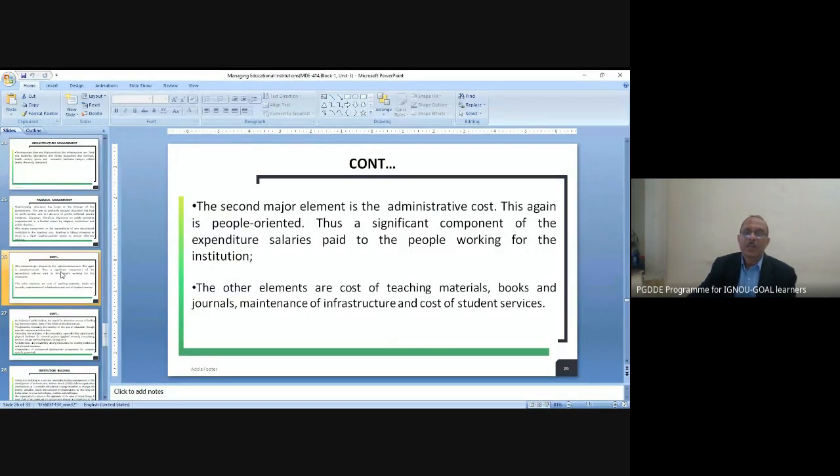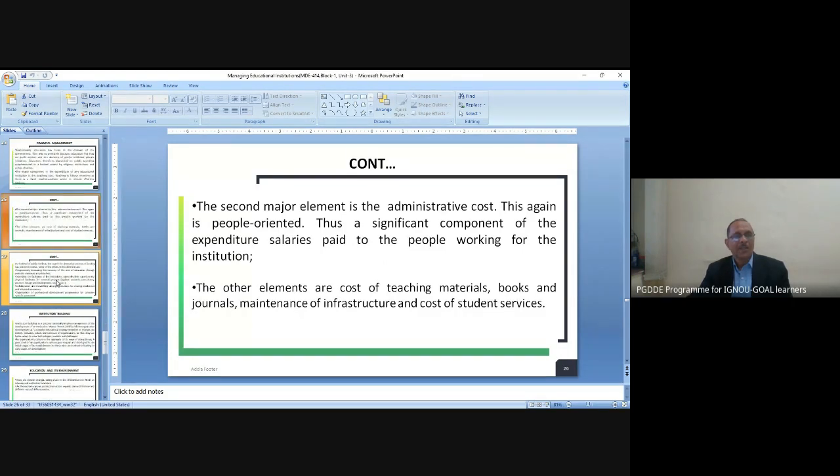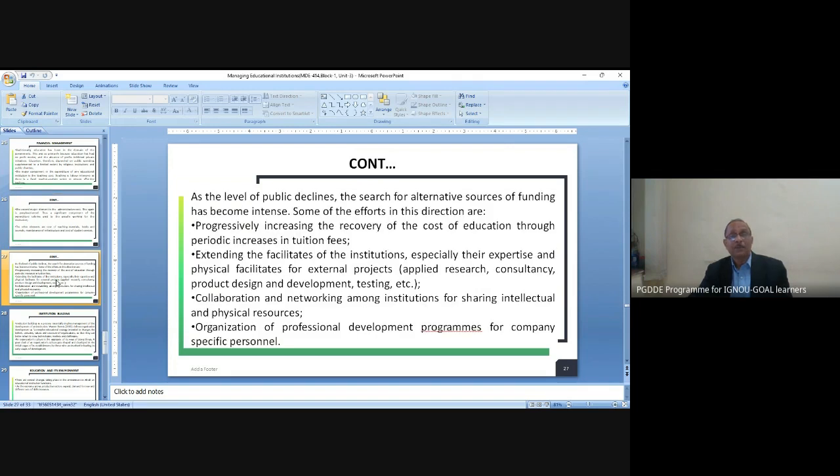The second major expenditure is the administrative cost. First is the salaries of administration. Again, without administrative support, without good people to conduct the examination, staff is needed. And the other element is teaching materials, whether you have good books, good journals, and the maintenance of your infrastructure. All these are cost issues, and how you manage them matters. A good leader is one who manages all these things effectively and efficiently, both.